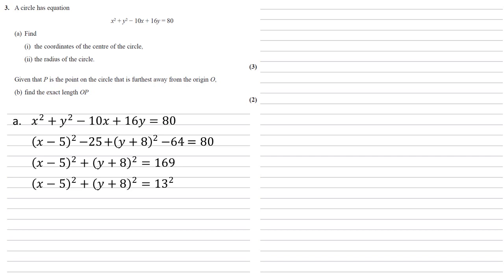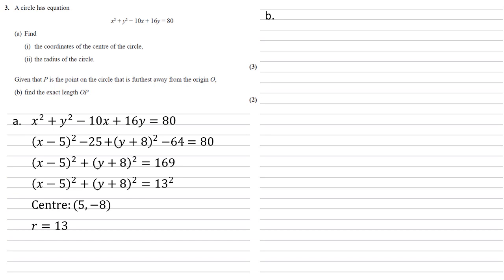Now we've got it in this format, we can very quickly find the coordinates and the radius. So the coordinates are the x and y values that would make our brackets equal to 0. So in this case, x would be 5, y would be minus 8, and the radius is the square root of the right-hand side, which is 13.